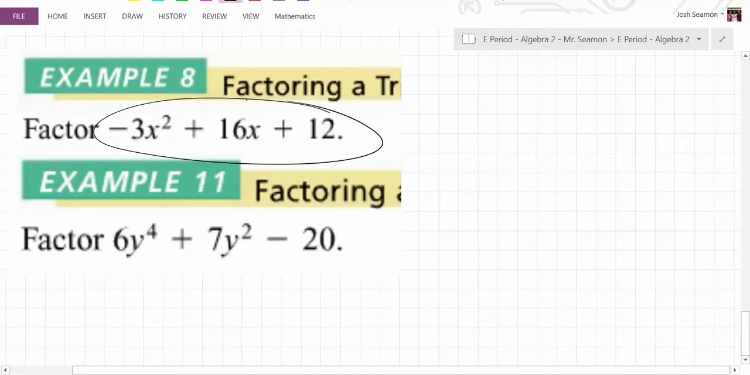What's the first thing you noticed when you looked at that? What was the first thing you noticed? The what? Negative.